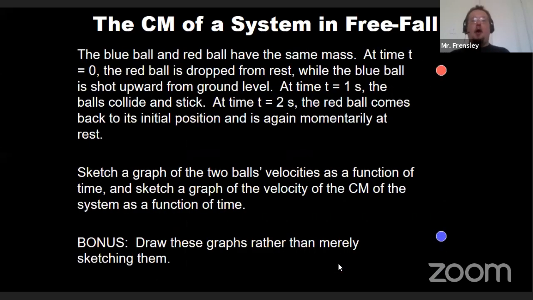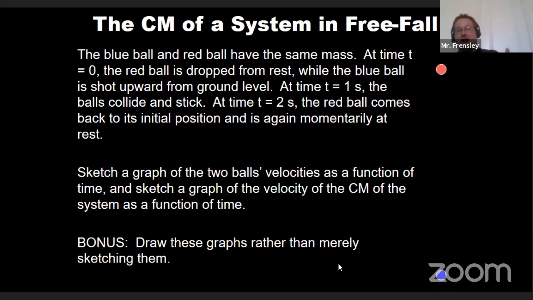Okay, all good. If you look at this animation right here, you'll see a blue ball that's being shot up from the ground and a red ball that's being dropped from rest. At the same time the blue ball is shot up and the red ball is dropped from rest, they're going to collide and stick, and they're going to rise up to the blue's initial point. I'll give you some times to help you out. At time equals 0, the blue ball is shot and the red ball is dropped. At time equals 1 is the collision, and time equals 2 is when they rise back up to the red ball's initial position. You're going to get 2 minutes for this.